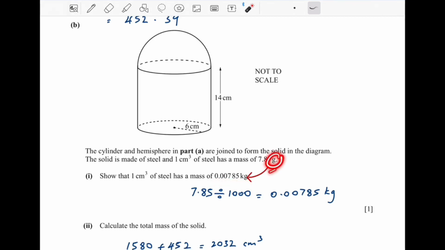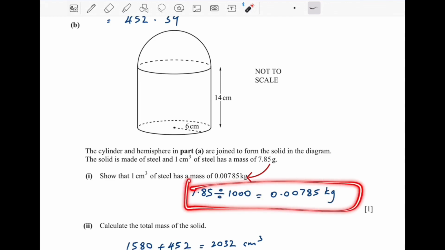Just convert gram to kg. So you're going to divide the gram by 1000 and then you have kg. That's how you show. Okay, show full working steps.